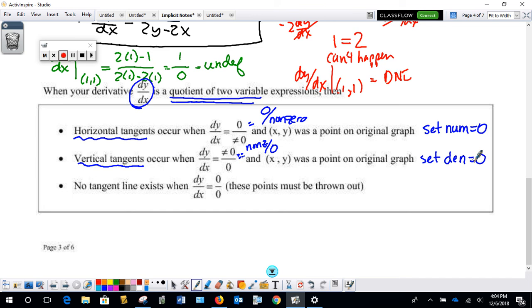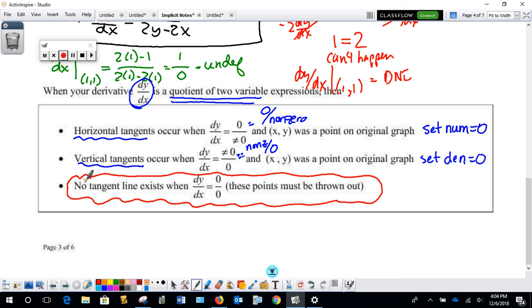There is a caution about these, and I'm going to put this in red, which is no tangent line is going to exist if you get 0 over 0. So that's why we're going to look at these separately. If I'm looking for horizontal tangents, I'll set the numerator equal to 0 and figure out what my solutions are. Then I will plug them into the denominator and make sure that the denominator is not 0. Likewise, for the vertical tangents, I'll set the denominator equal to 0 and then make sure it doesn't make the numerator equal to 0.